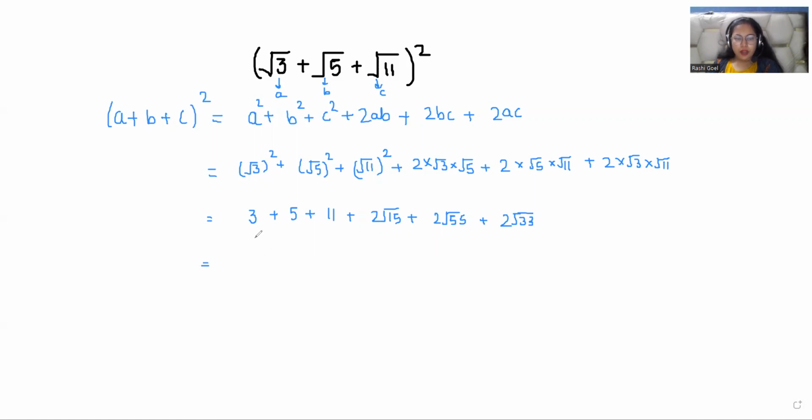Now we are going to add these terms. So 3 plus 5 plus 11 is 19. So 19 plus 2 root 15 plus 2 root 55 plus 2 root 33. That's how you can find the value if the three numbers are given with the square of them.